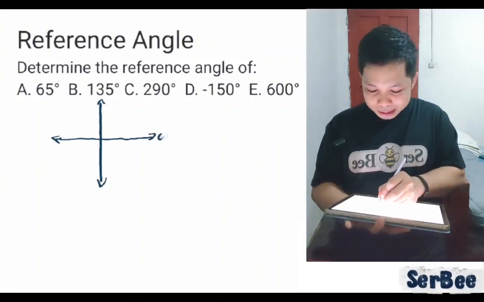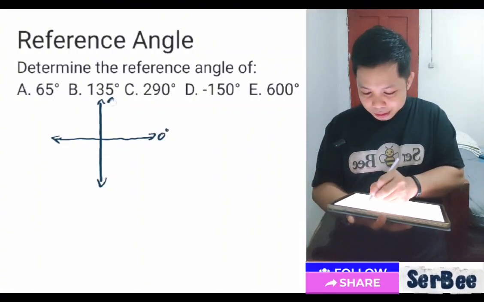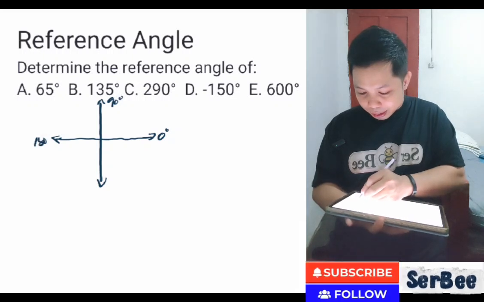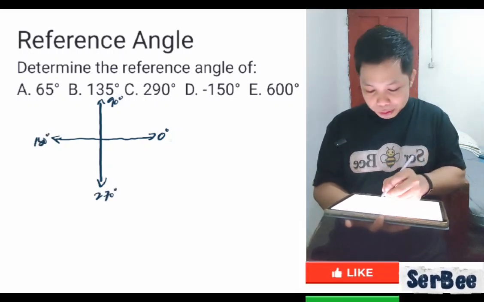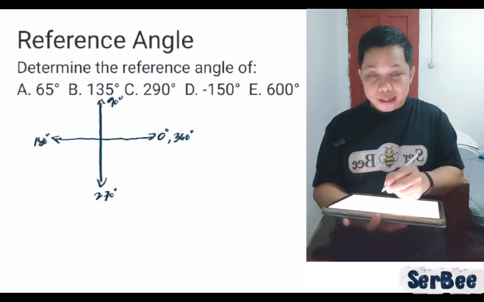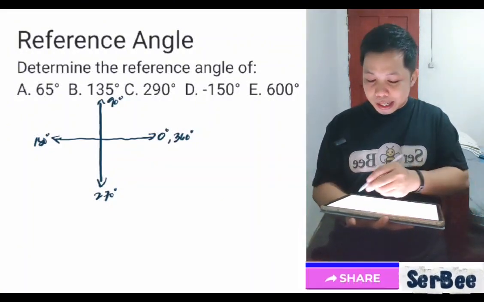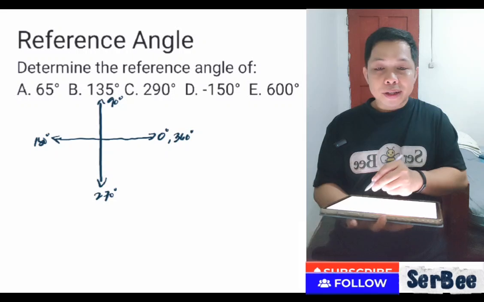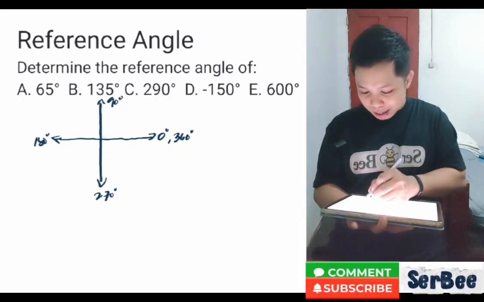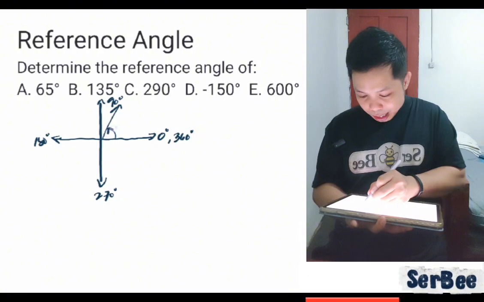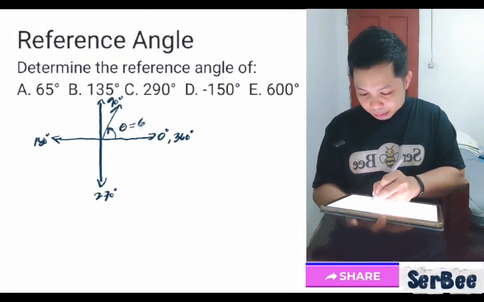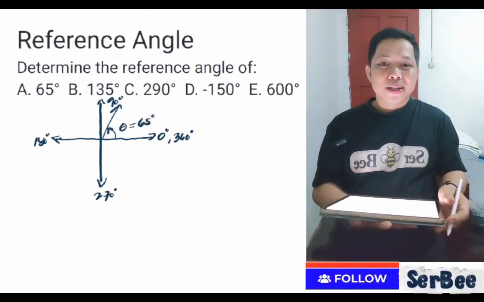So alam naman natin na this is 0 degree, this is 90 degrees, 180, and 270 degrees. And kapag nakaisa ka ng revolution, it makes 360 degrees. So we have here 65 degrees, so it terminates in quadrant 1. So somewhere here, okay? So our angle theta is equal to 65 degrees.